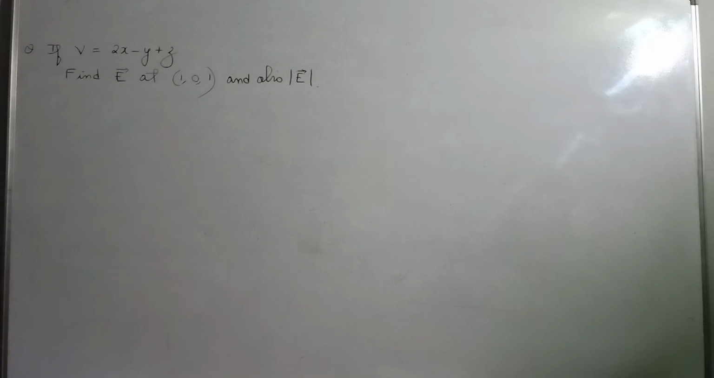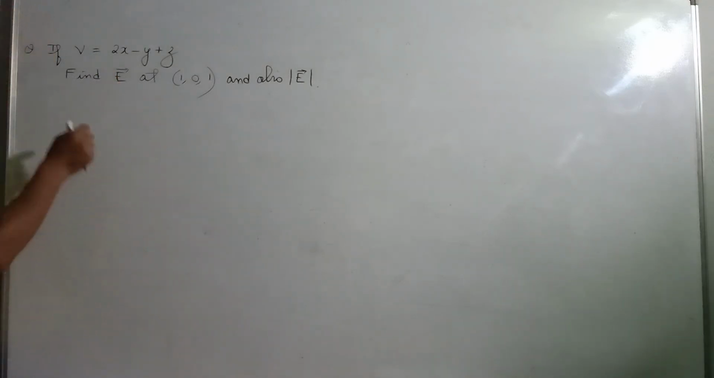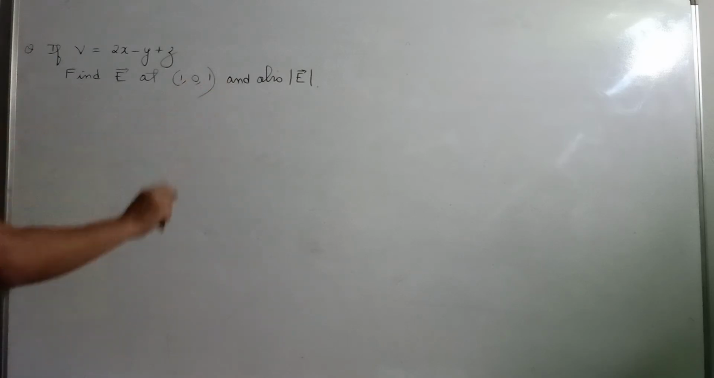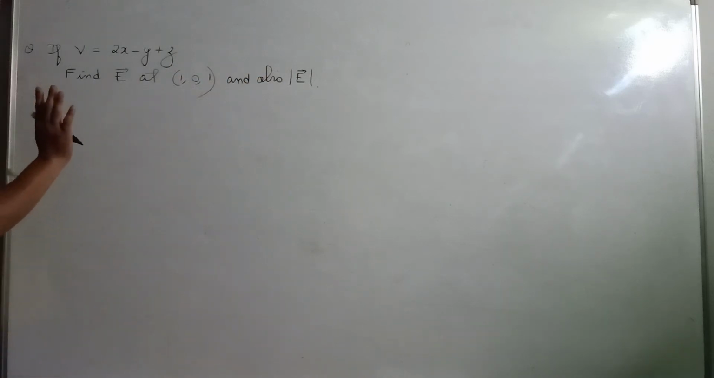Okay, so there is a question here. Your potential is given to be 2x minus y plus z. And you want to find out the electric field at this point and also to find the magnitude of E, okay? Very simple.